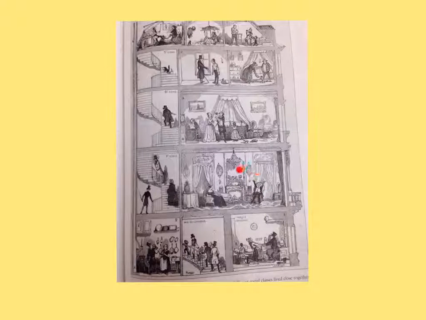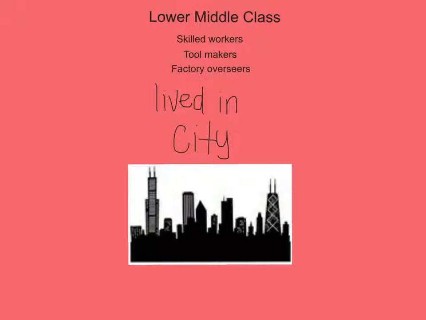These are the aristocrats or the upper class, and you can tell because their house looks more extravagant and they're dressed nicely. This is the middle class, and you can tell because they're still nice and have a home and children, so they have money to support themselves. These are the peasants or the lowest class, and you can tell because they don't have homes or nice clothes or any money. The lower middle class consisted of skilled workers, tool makers, factory overseers, and they lived in the city due to their work in businesses.